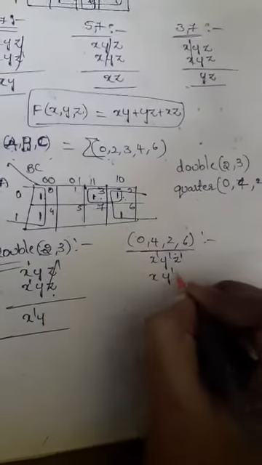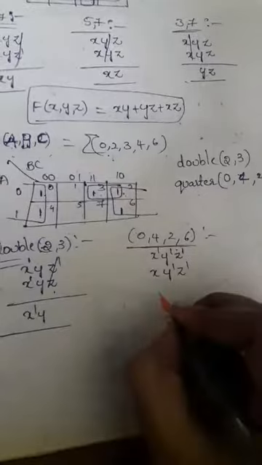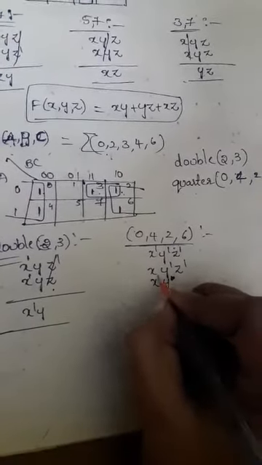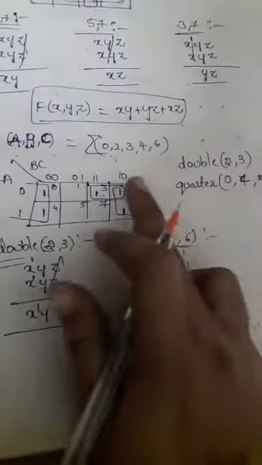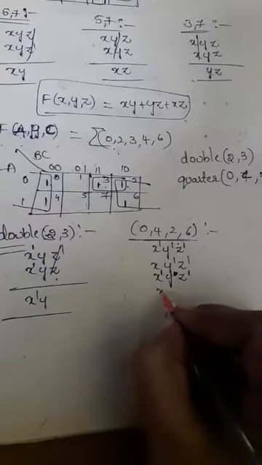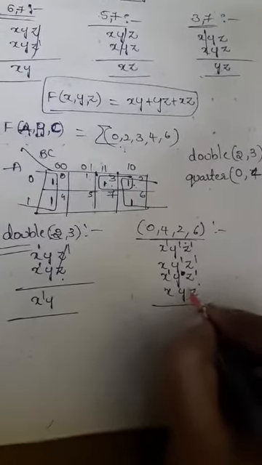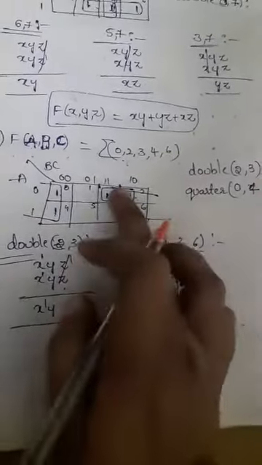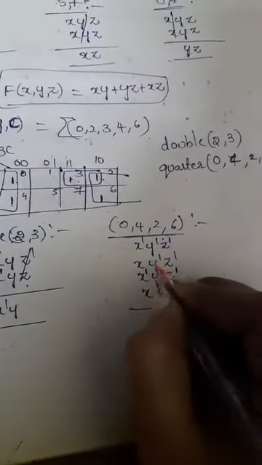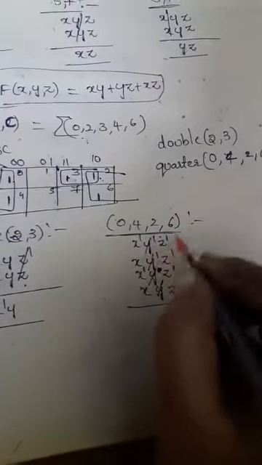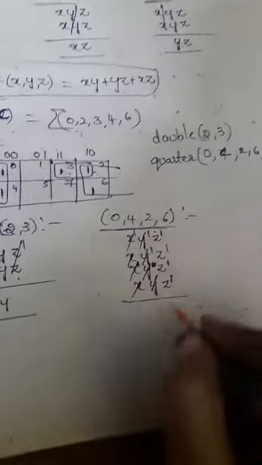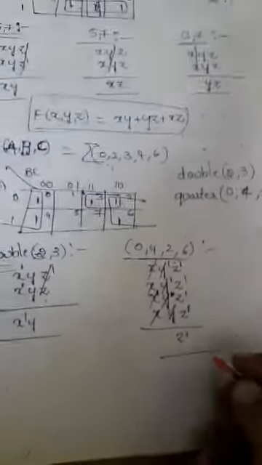So x y complement z complement for 2, 0 1 0. So x complement y z complement, 0 1 0. Next for 6, x y z complement, so that means 1 1 0. Now here, y complement is cancelled, x complement and x will be cancelled, then we'll get only a single term, that is z complement.